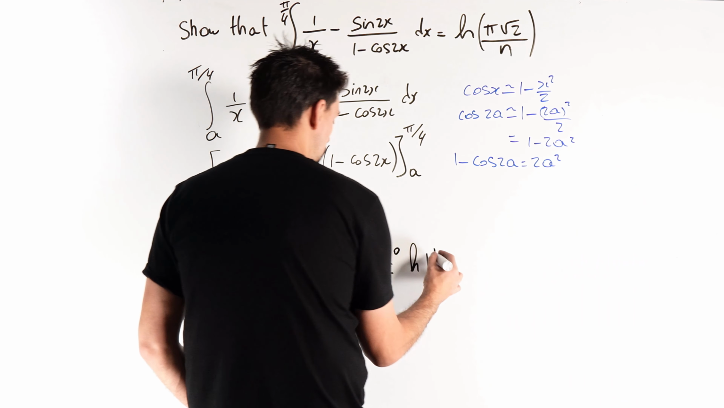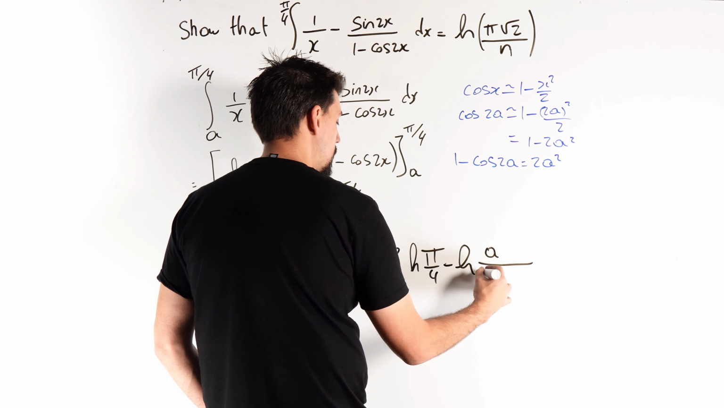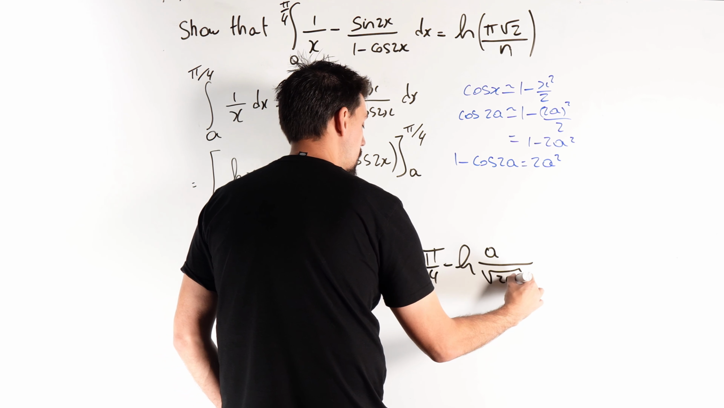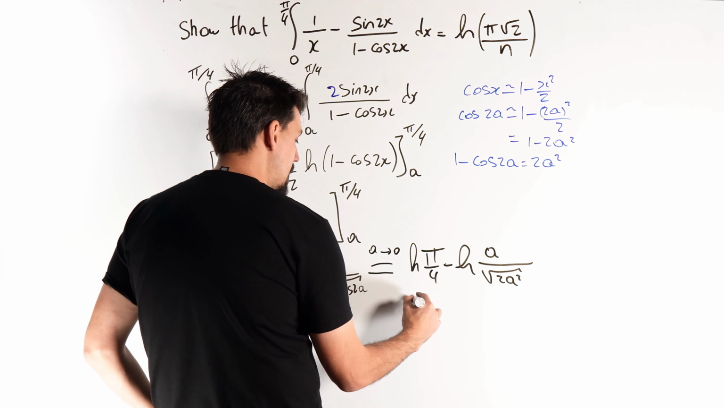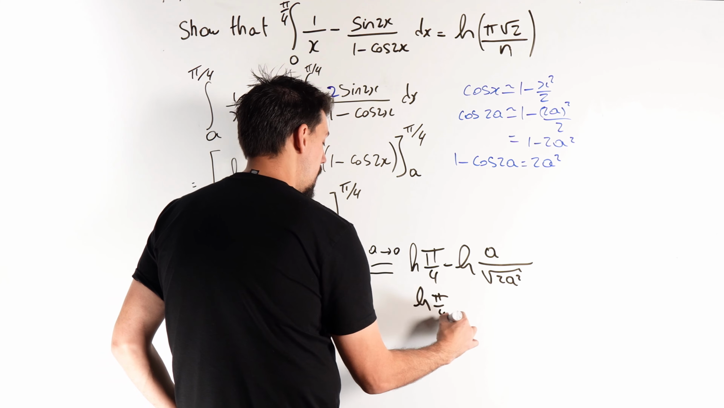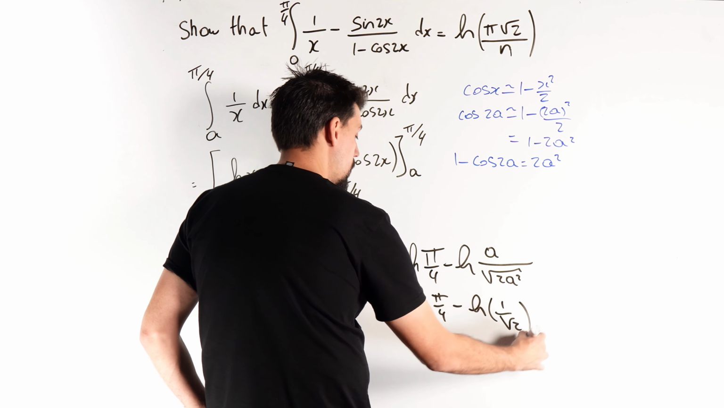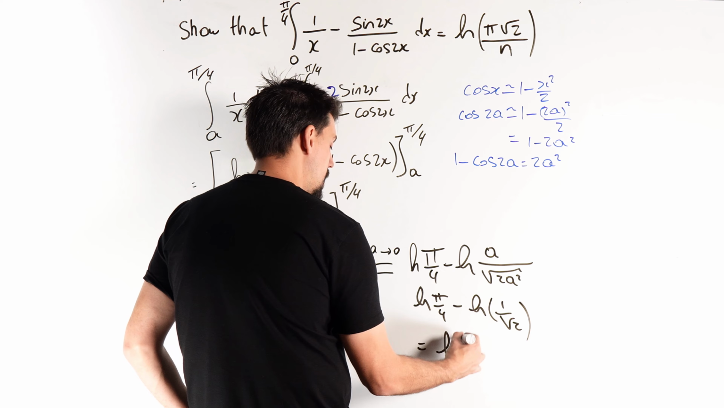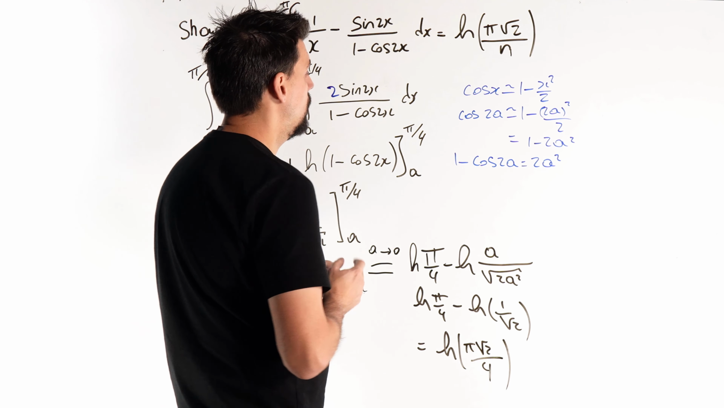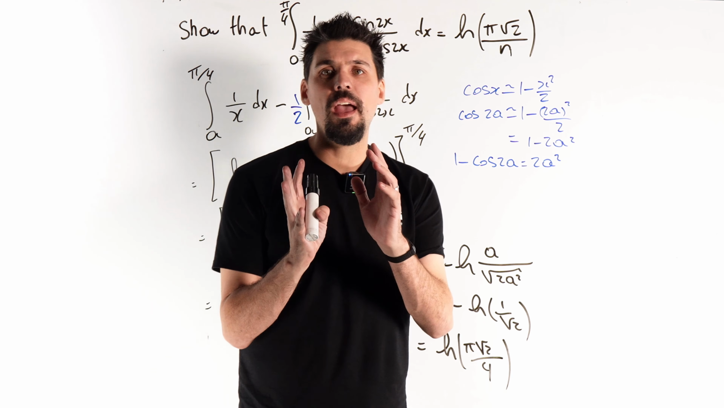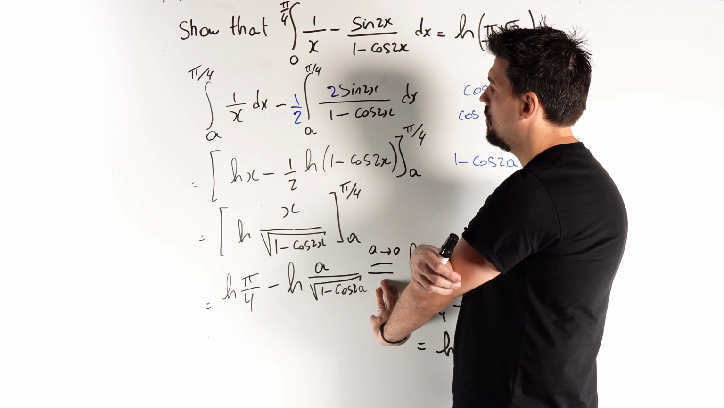This becomes ln of pi over 4 minus ln of a over square root of 2a squared. And the more eagle-eyed amongst you will realize that that just becomes ln pi over 4 minus ln of 1 over root 2. So in fact, this becomes ln pi root 2 over 4. And we're only going to get this by being super careful about our limit here at 0, so putting in a and then taking our limit as a goes to 0.